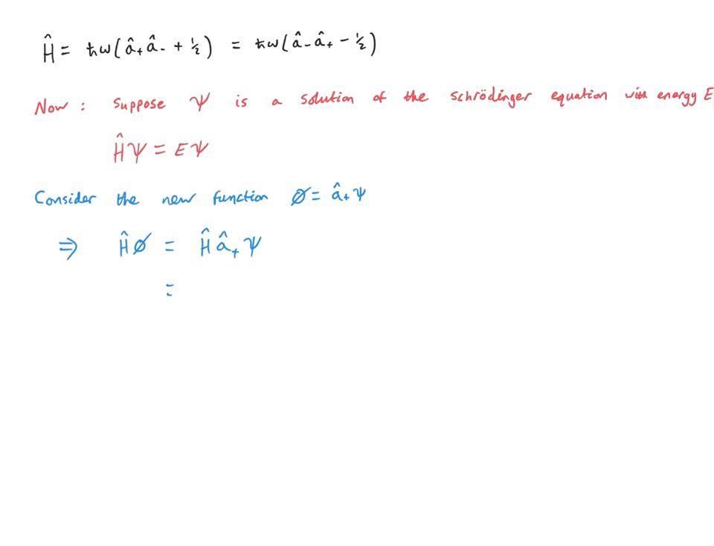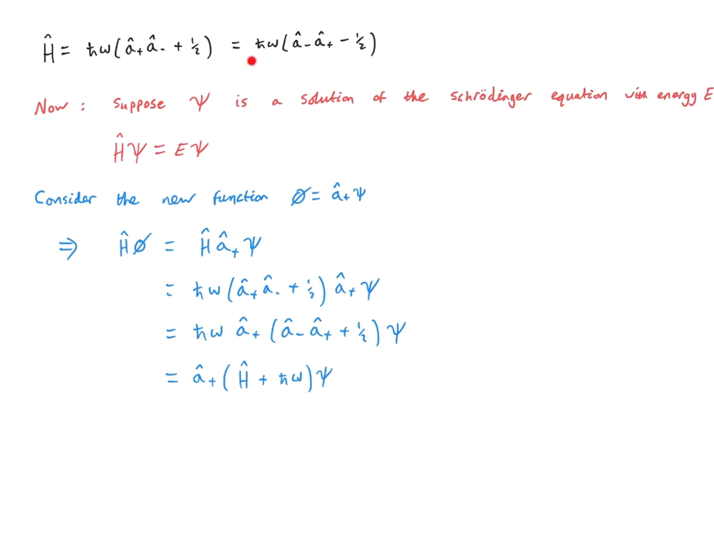We can write that as h bar omega times (A+ A- plus 1/2), and then we multiply this by A+ and psi. This is an interesting expression because I can actually factorize out a factor of A+ acting on the left-hand side. Namely, I can write this in the following way. h bar omega here is simply a constant, and therefore we can commute it through this operator A+.